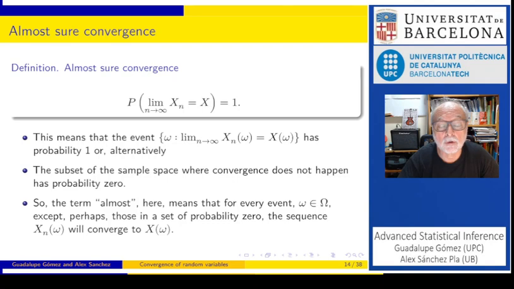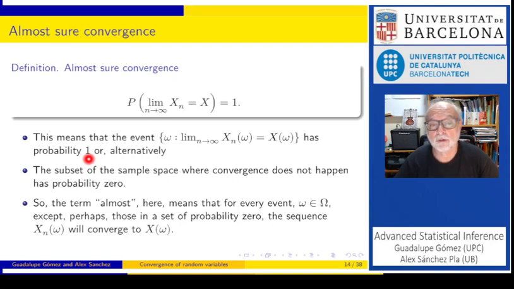Almost sure convergence is defined as follows: we say that a sequence of random variables Xn converges almost surely to a random variable X if the probability that in the limit the sequence equals X is 1. So what it means is that the probability of the event that for every omega, the sample path Xn(omega) tends to X(omega), is 1.